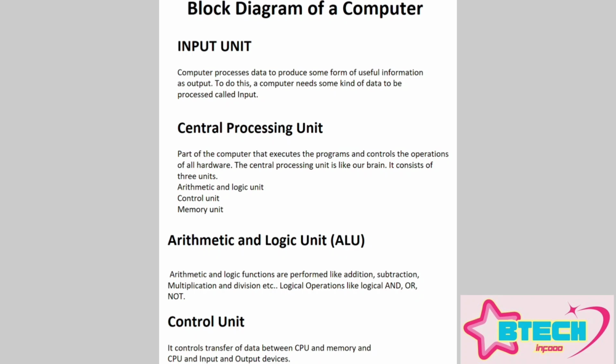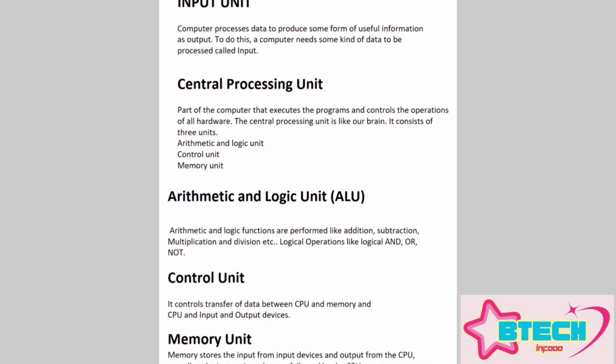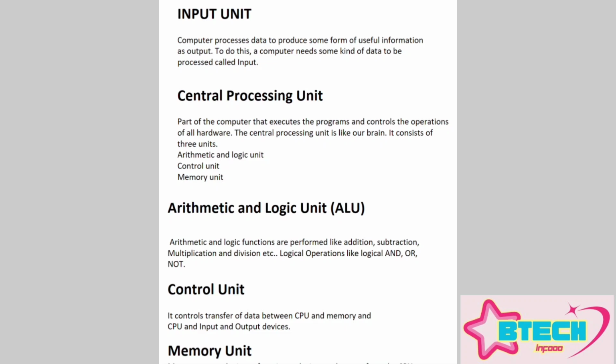Central processing unit. Part of the computer that executes the programs and controls the operations of all hardware. The central processing unit is like our brain. It consists of 3 units: arithmetic and logical unit, control unit and the memory unit. It executes all the programs and it controls the operations of all the hardware is known as a central processing unit. It is the main part of the computer.